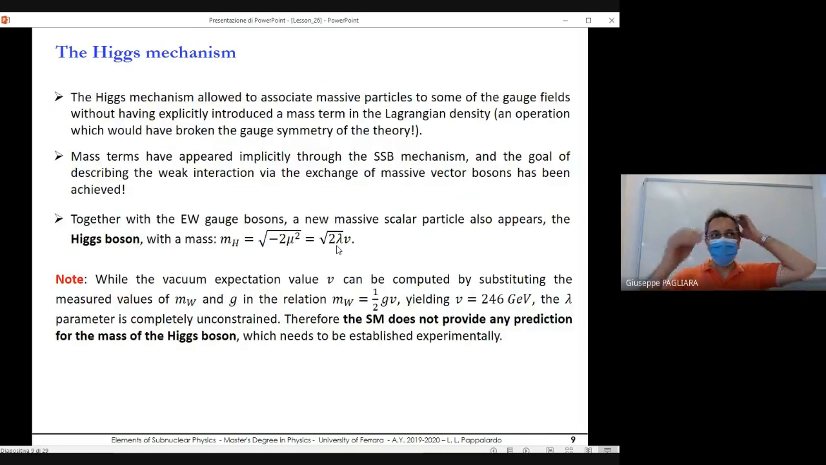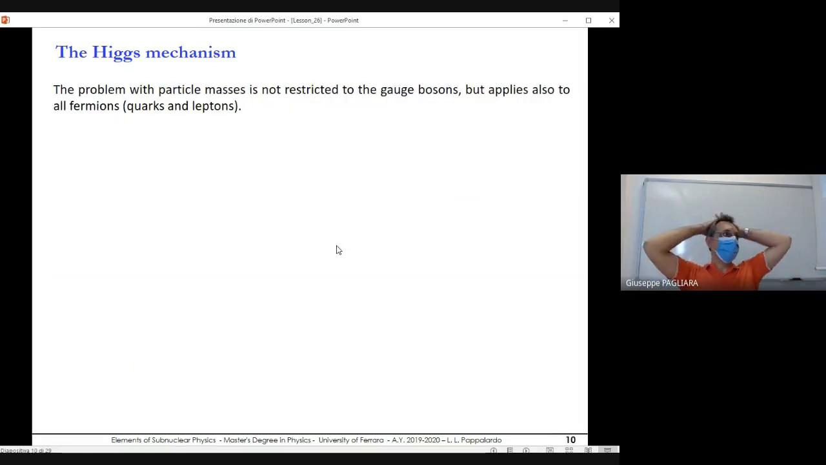Now we discussed the masses of the gauge bosons. Okay. What about the fermions? Electrons, muons, quarks. We know that they all, of course, are massive. Okay. Let's for the moment forget about the neutrinos. Let's consider charged electrons and quarks. How do they get mass?